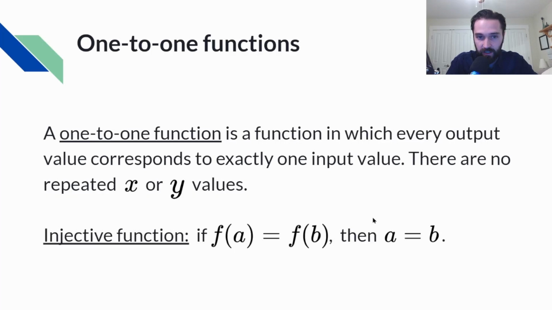So let's take a look at the mathy, fancy version of the definition. One-to-one functions are also called injective functions. If f of a equals f of b, if the outputs are the same, then that means that the inputs must be the same. A equals b.